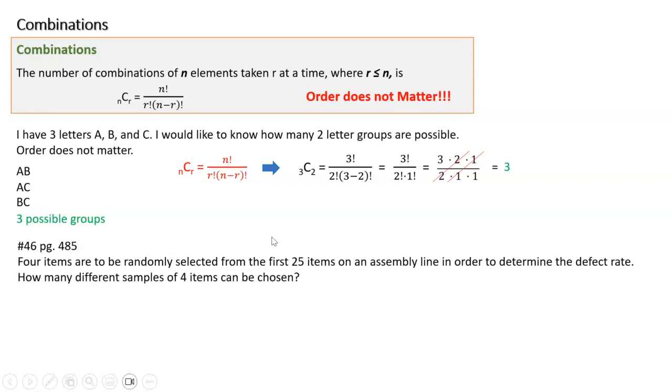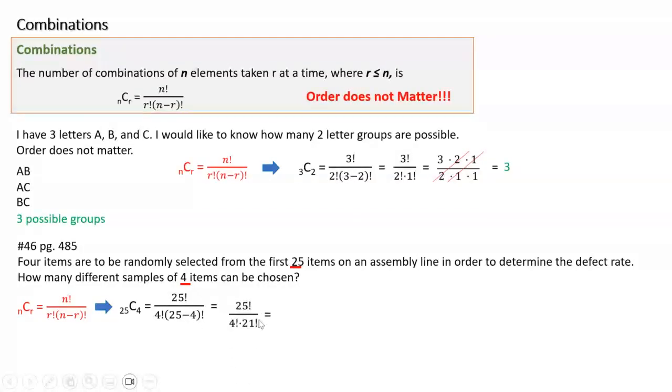Now, this is from the homework. 4 items are to be randomly selected from the first 25 items on an assembly line in order to determine the defect rate. How many different samples of 4 items can be chosen? Okay. So again, this is a combination, because order does not matter. So we're going to have 25 and 4, so it's going to be 25 combination 4.